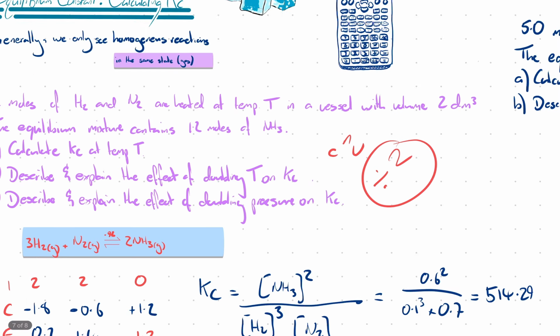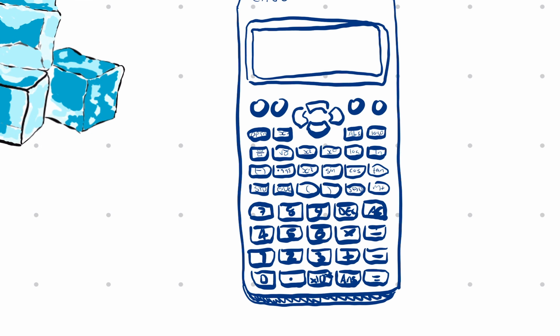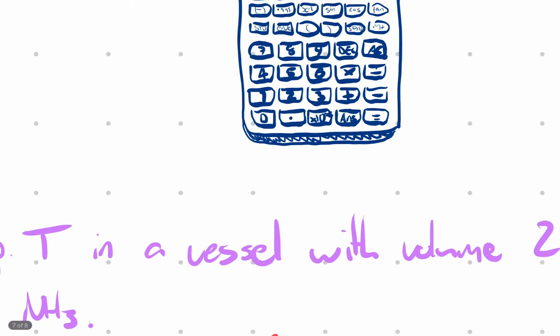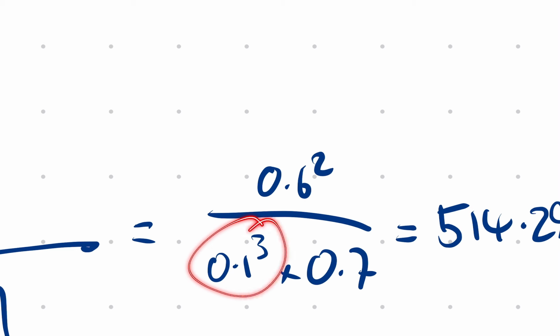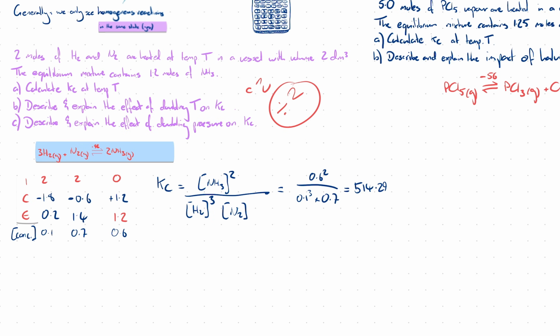Now, one thing I'd say here, the section I would use on my calculator is this one, where we've got this symbol. And I'd literally type exactly what I've typed here: the 0.6 squared all over the 0.1 cubed times 0.7. Where we write things out like this, I'd make sure my calculator looks exactly the same.